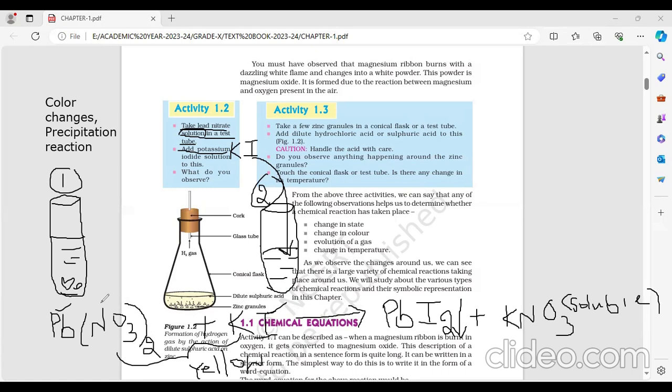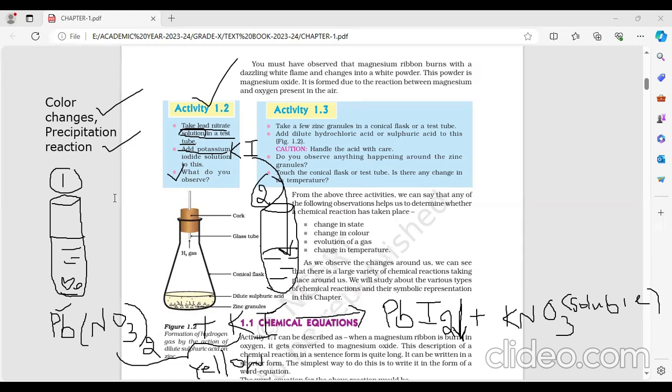Now observe here: when lead nitrate and potassium iodide solutions are added together, the color changes to yellow. Along with that, the precipitate settles at the bottom in solid state. This is what we observe in activity 1.2. Which type of reaction is activity 1.2? A precipitation reaction. And the color also changes to yellow, so you should write that in your observation. What will you write? What do you observe?